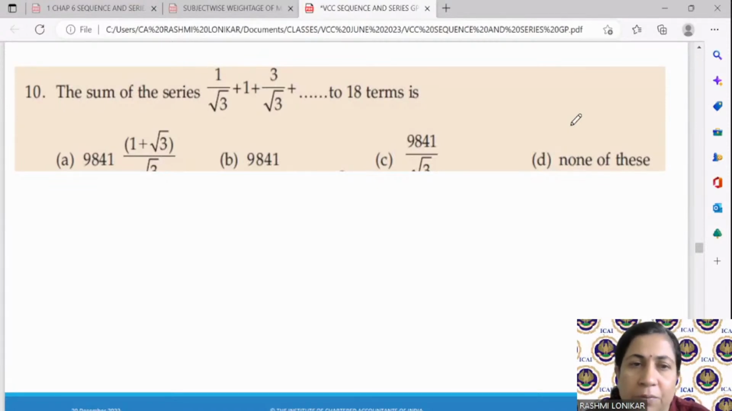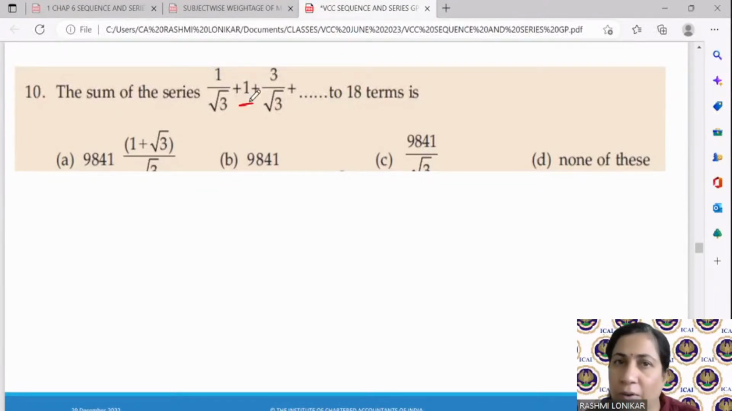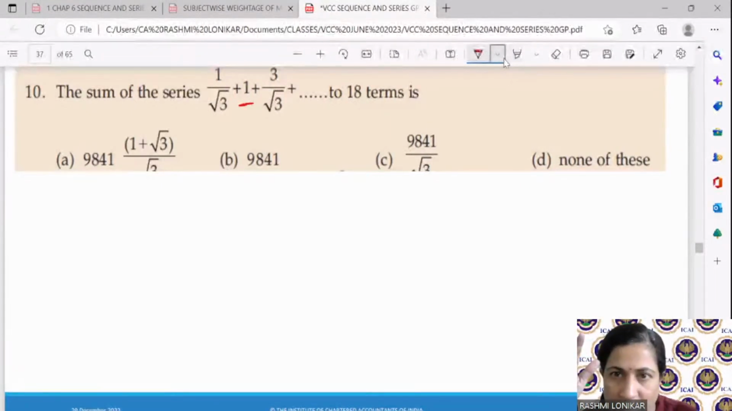Okay. Now, 1 by root 3 plus 1, 3 by root 3 up to 18 terms. Here, what I should do is write this 1 as root 3 upon root 3. Why do I do that? To have a common denominator, so that I can take it outside the bracket. Okay, that is the only reason.